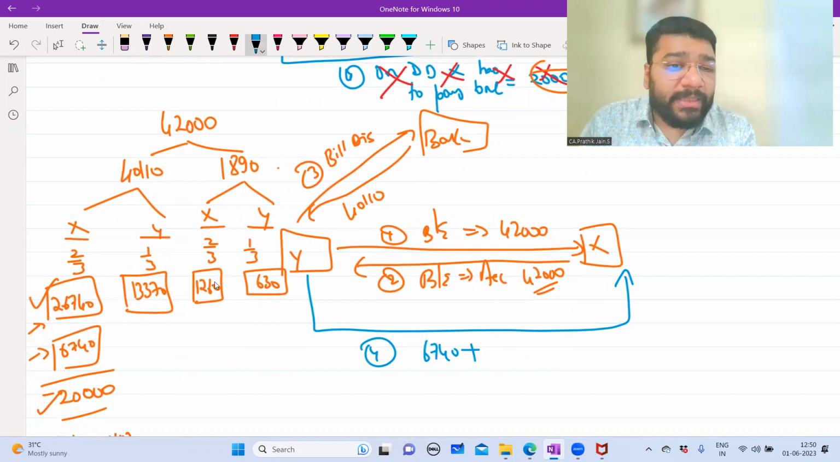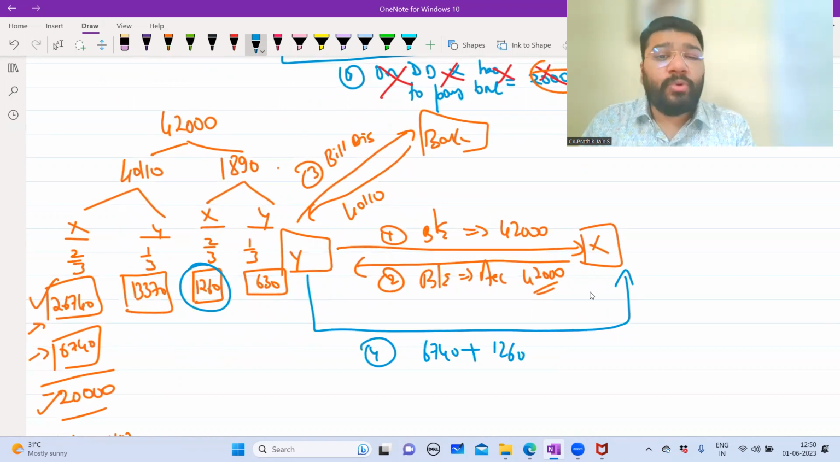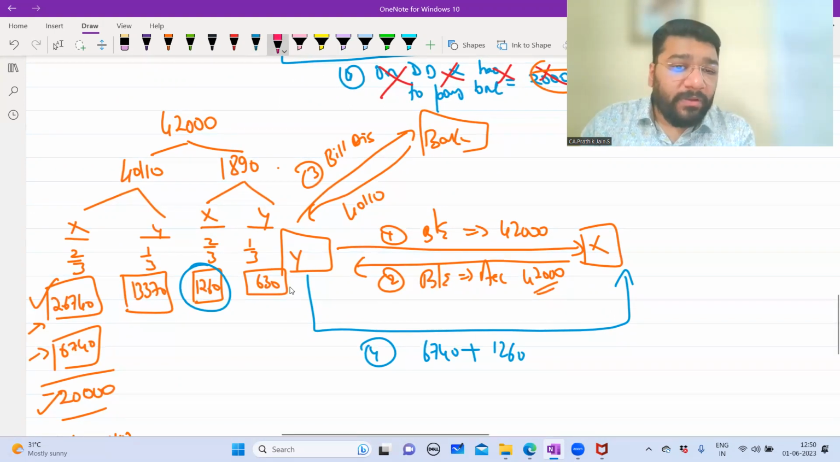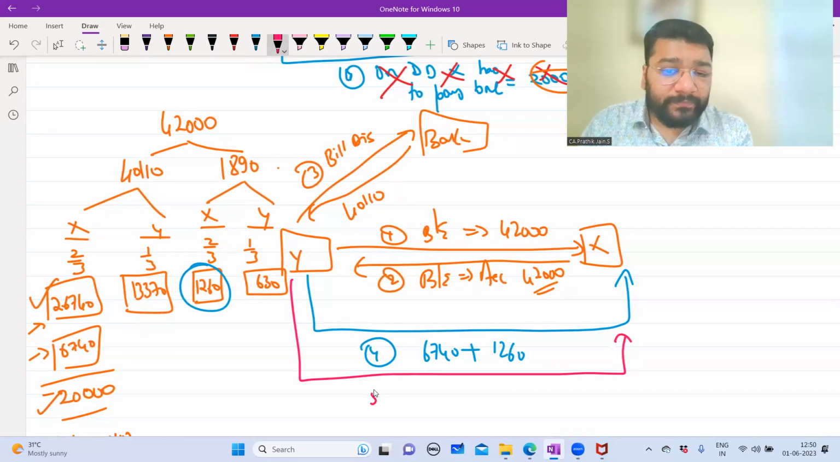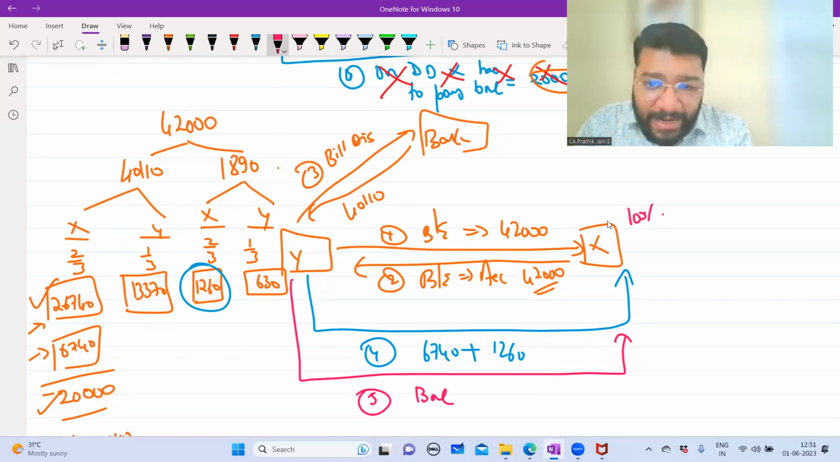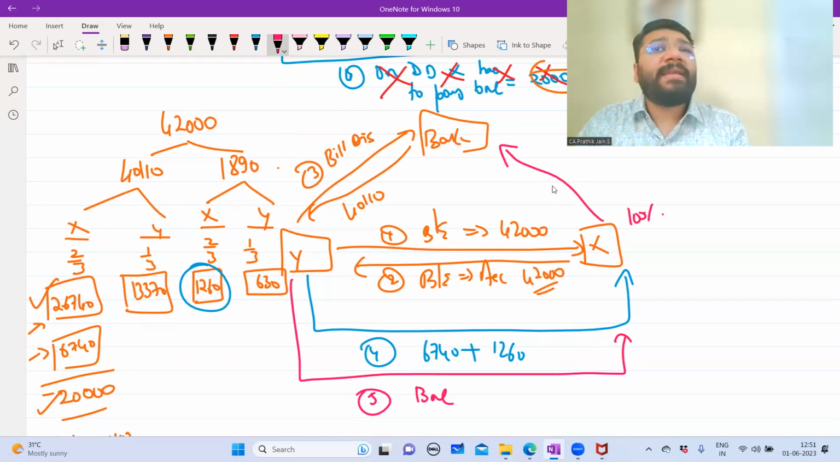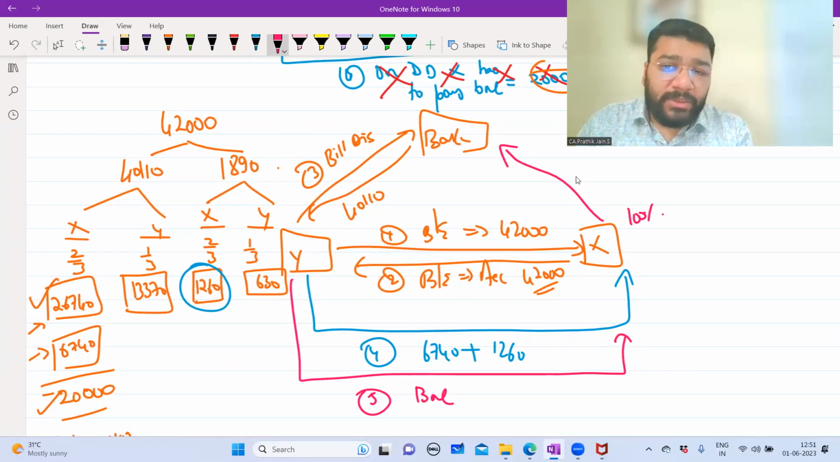6,740 plus discounting charges of 1,260 to X. Correct, no? And then later, Y has to pay the balance amount to X, which is how much? Some balance amount Y has to pay to X. So X will have 100% amount, and that amount X will pay to bank and game over. Sixth one is pay to bank, game over.